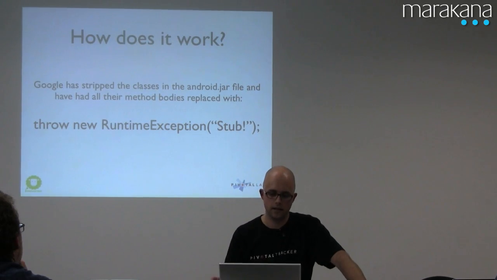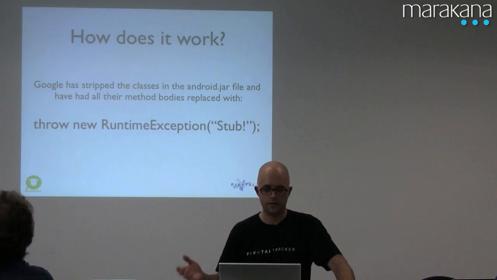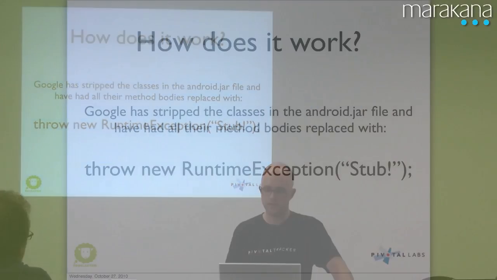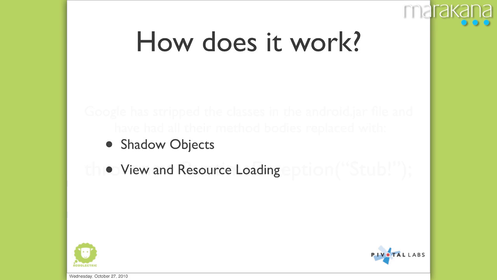So I keep saying Robolectric does all these things. How does it work? I told you guys that Google stripped all the classes, and they all just throw runtime exceptions, which is awful. So there's two major things that we'll go over here about what Robolectric is doing to make this happen. There's shadow objects, and there's view and resource loading. These are two major feature sets of Robolectric that make this all possible.